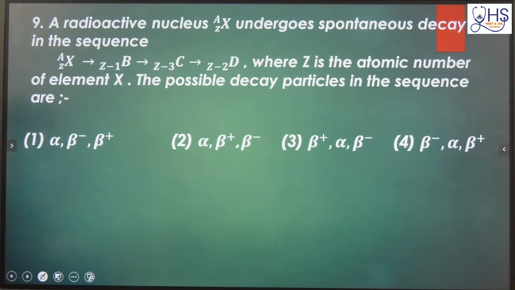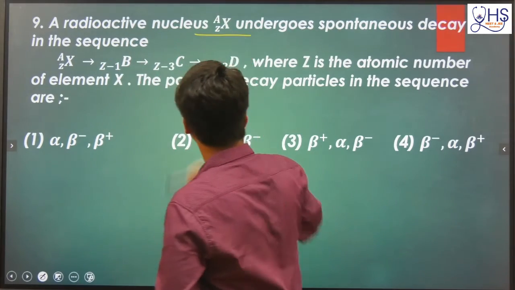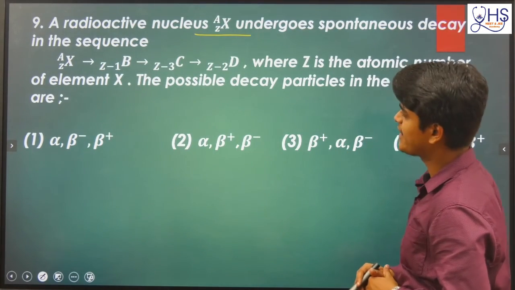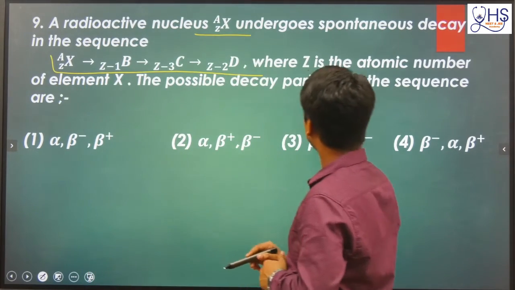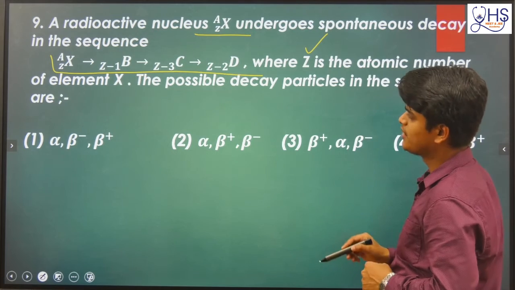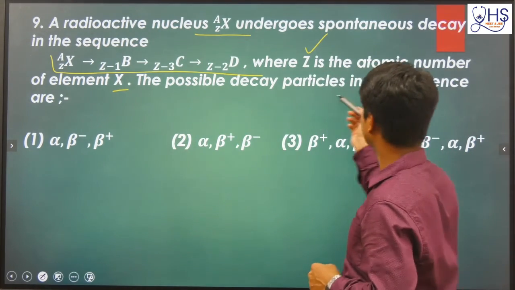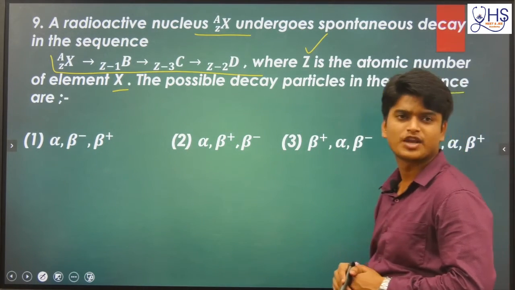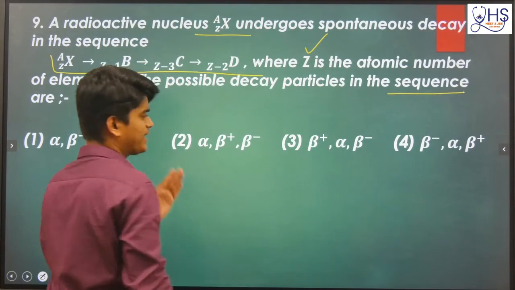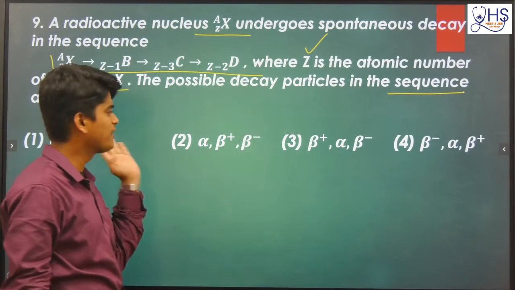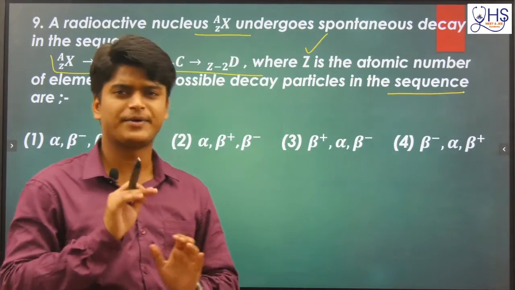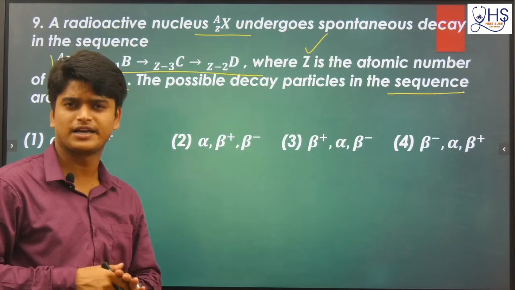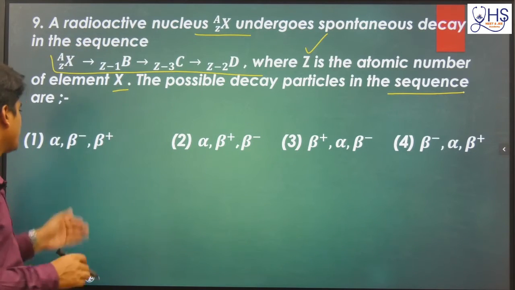Now question number 9. A radioactive nucleus XZA undergoes a spontaneous decay in the sequence given here, where Z is the atomic number. What is the possible decay particle in the sequence? Four options are given: alpha, beta positive and beta negative. If you know what alpha decay, beta positive decay and beta negative decay are, then you can solve this immediately. So let me explain here.